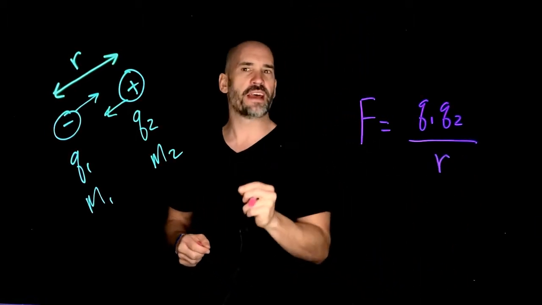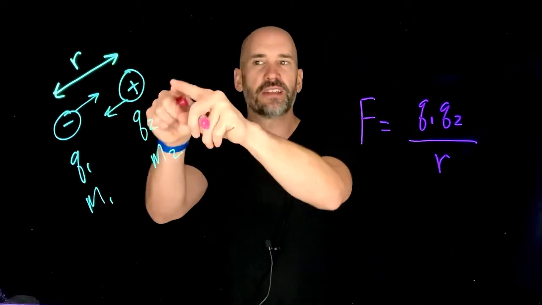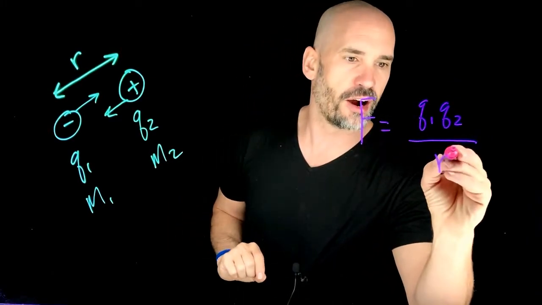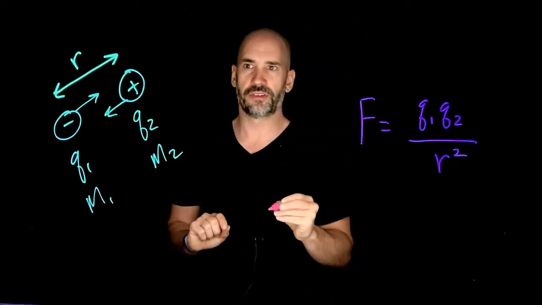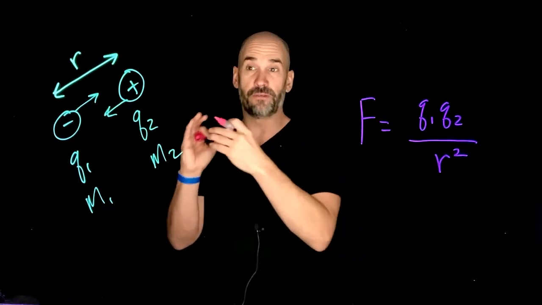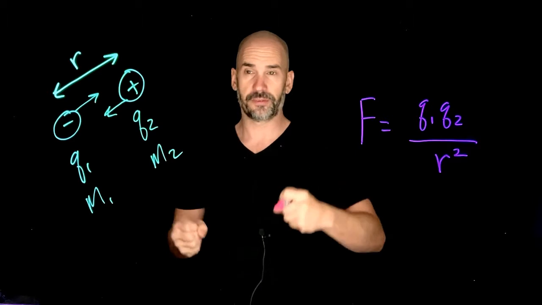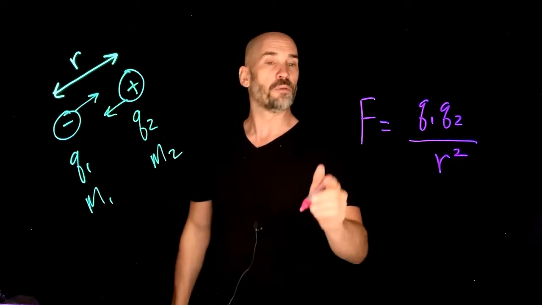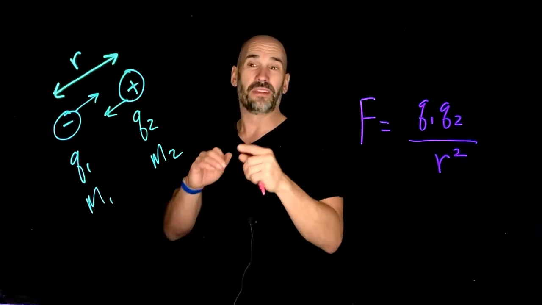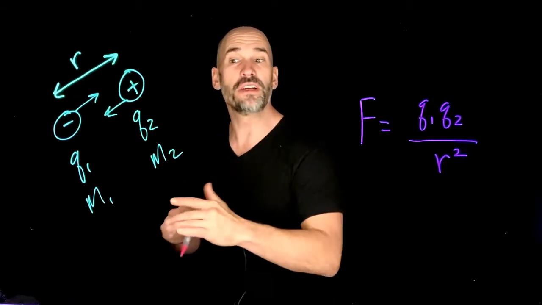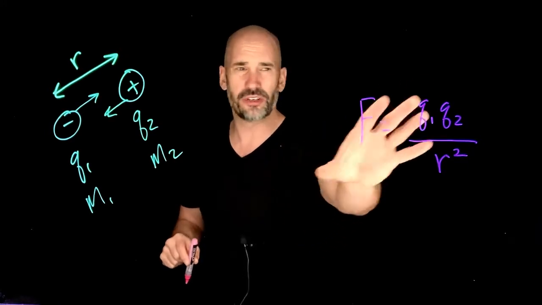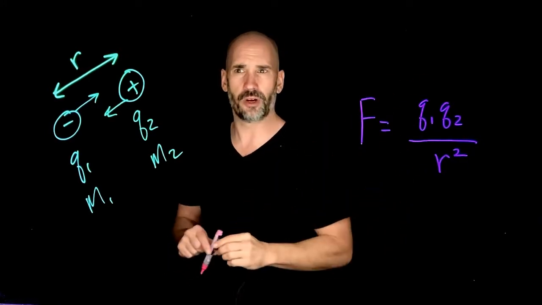It turns out that scientists have looked at that relationship many, many times, and they realized that it's not just r, but it's r squared, right? In other words, there's an inverse squared relationship between force and the distance between the two particles. Awesome. It would look as though we have an equation for force. The electric force shouldn't depend on M1 and M2 because that's gravity, right? Gravity depends on the masses. So we shouldn't add in M1 and M2.